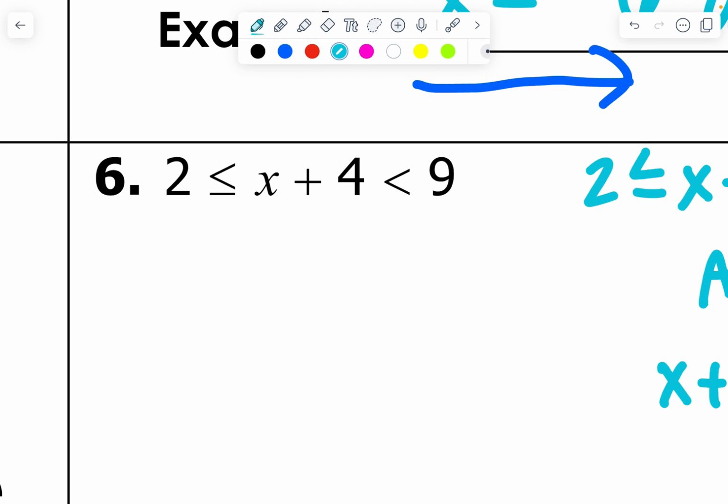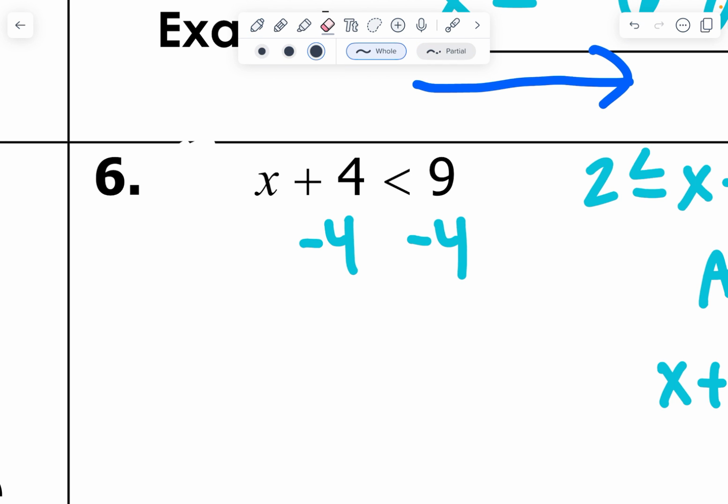I want you to pretend like this 2 is not here for a moment. So if we saw just this, what would be the first thing that you do? You would be subtracting 4 from both sides. I'm still going to do that first. I'm going to subtract 4 from both sides. Okay, now that's not our reality. So we have this other situation over here.